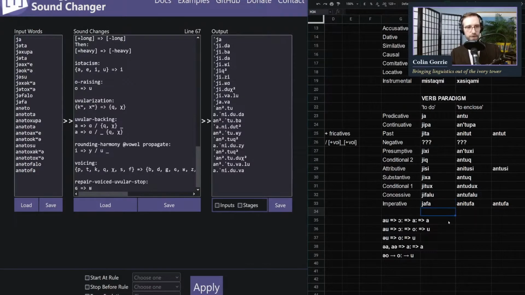And then this leaves only the question of coalescences. If we are to pursue the coalescence route, which I'm more and more inclined to do the more I think about it, we would use something like this. Schwa-a and a-schwa both giving us a. And so if we were to do that, then we would get something like antaba and antari rather.